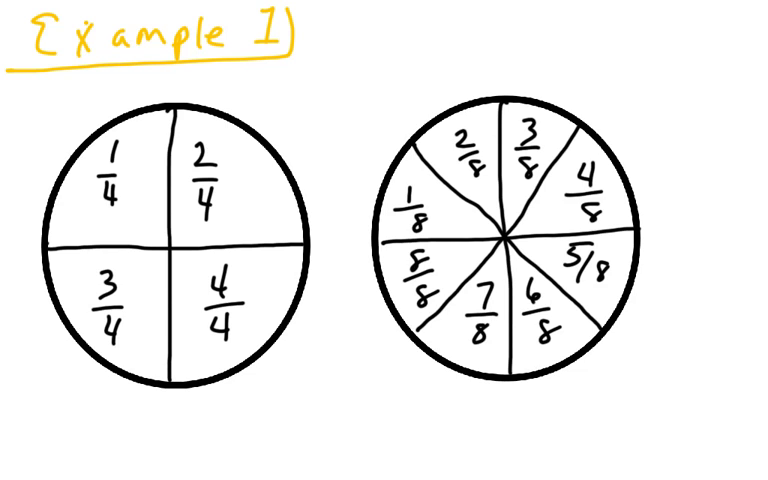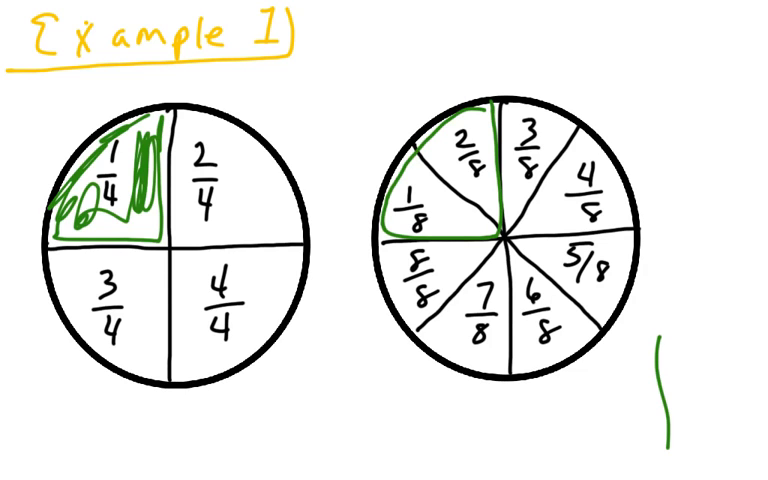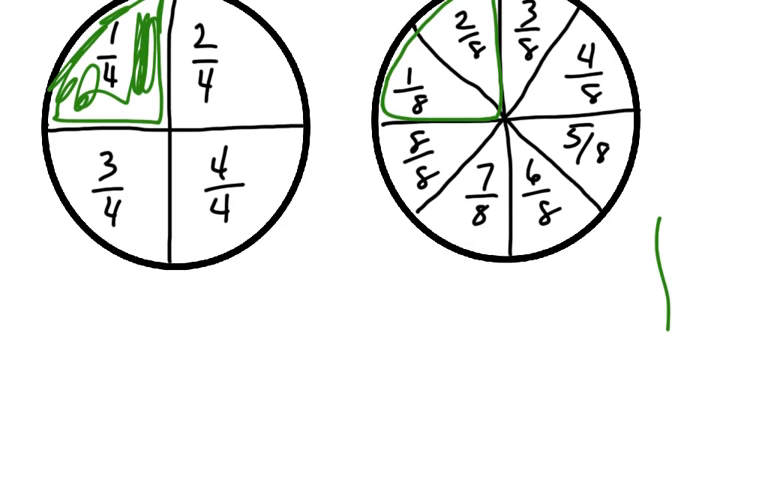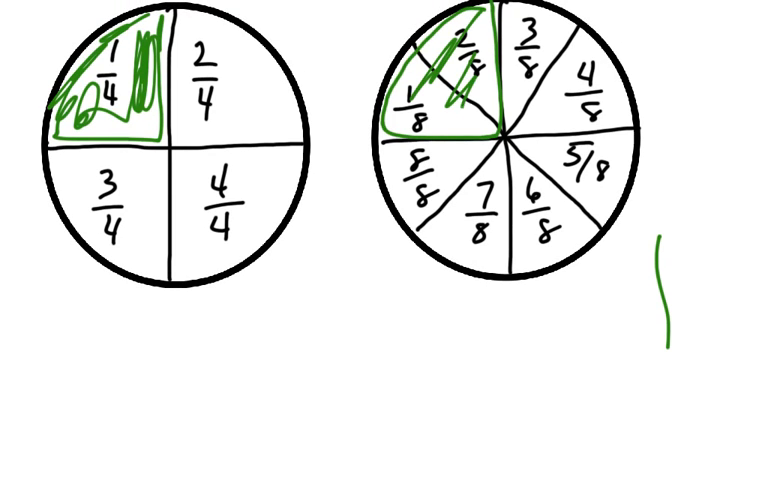Now, right here we have two circles. One is cut into 4, one is cut into 8. So what I'm going to do is I'm going to shade in this circle. Now, I'm going to shade in this side right here to match it. Now, what we can see about both of these circles is that they both take up the same amount of space.